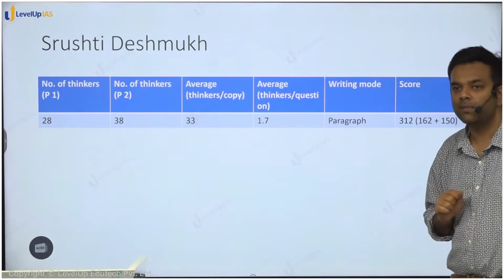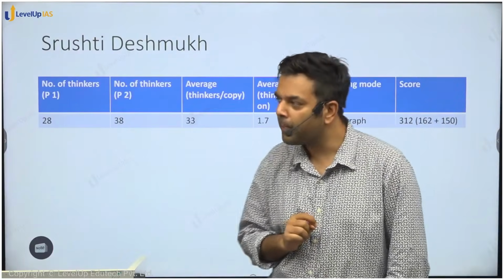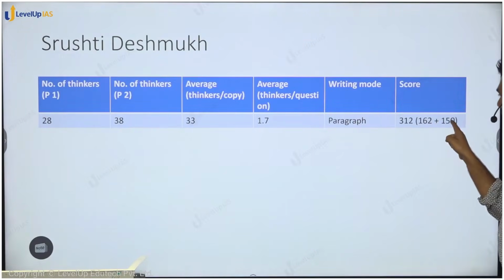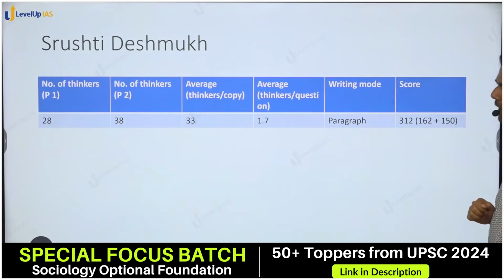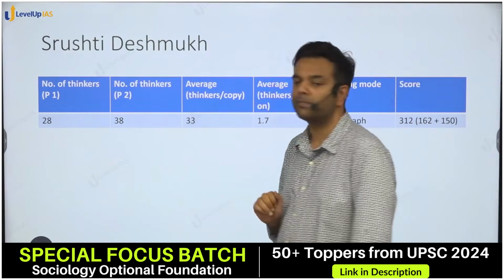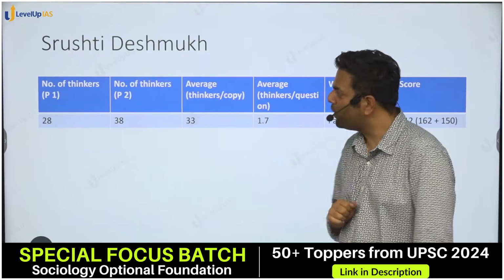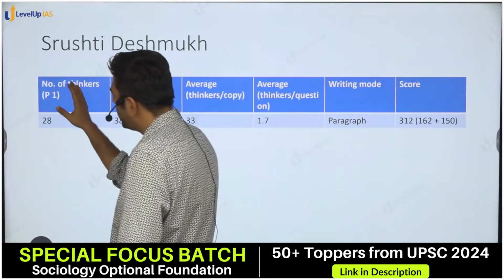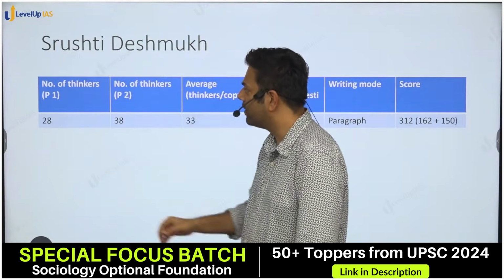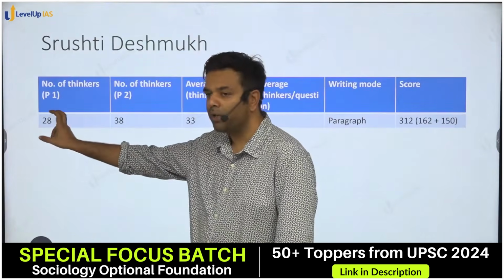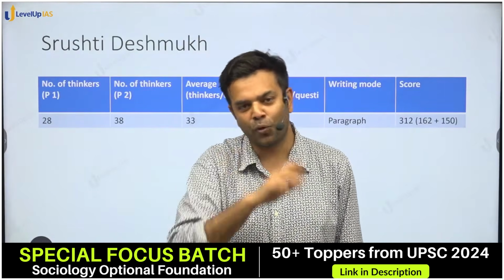Srushti Deshmukh, right? You may have heard her name, right? Srushti Deshmukh, her final score was 312. Okay. She got 162 in paper 1 and 150 in paper 2. And she got selected in the year 2018. When we reviewed her copies, we found out that on average and at max, and especially until the last copy which was written by her before she appeared for the mains, she had roughly around 28 thinkers in whole paper 1.